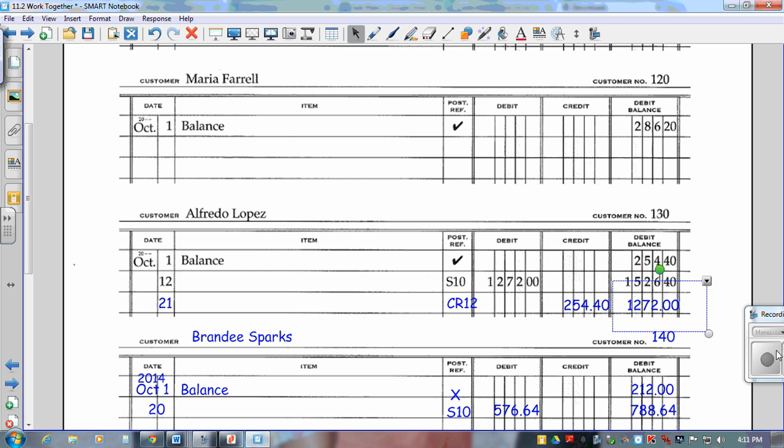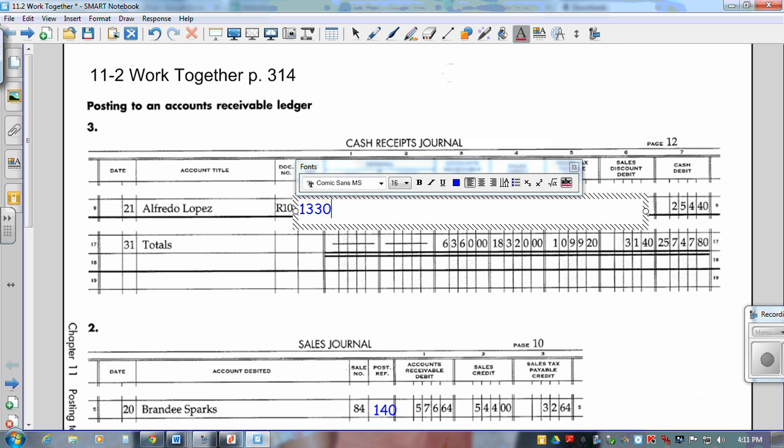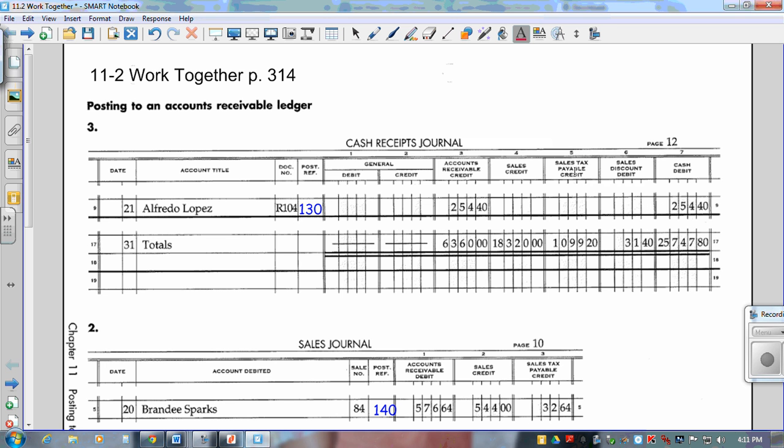There we go. We need to now go back and do what? Right, we're going to take the customer number of 130, come back over here to the cash receipts journal, and type in the post reference 130. That lets us know where the information went to, and also which ones we have done and which ones we have not done.